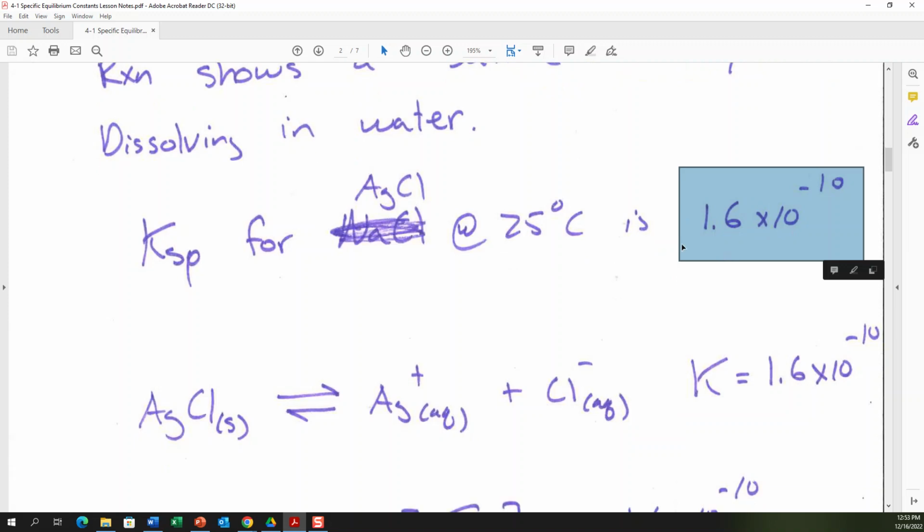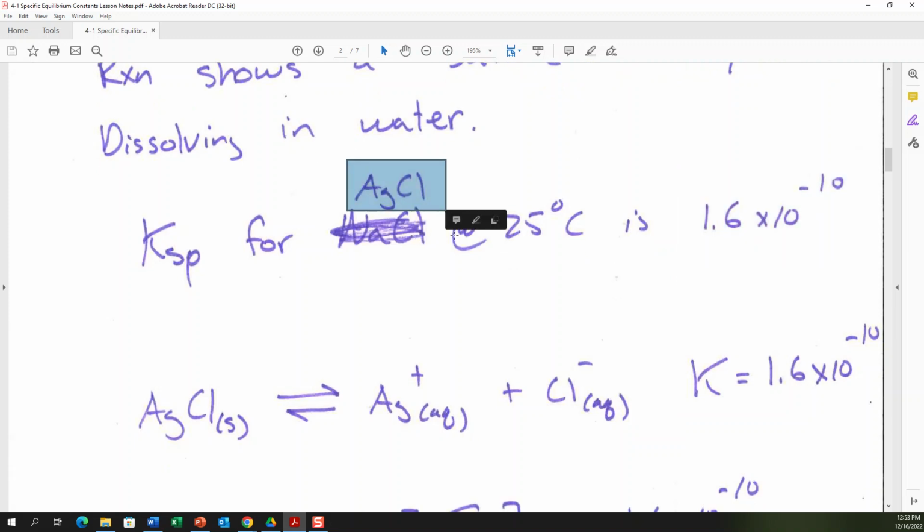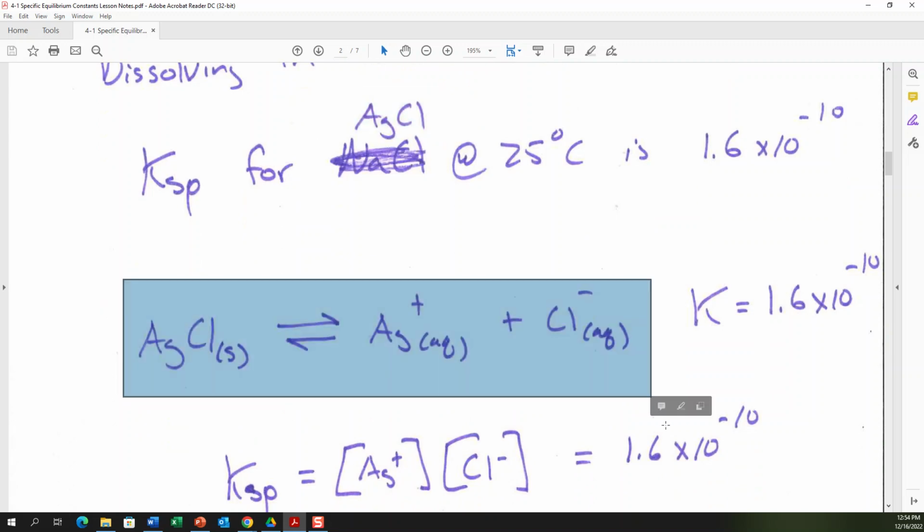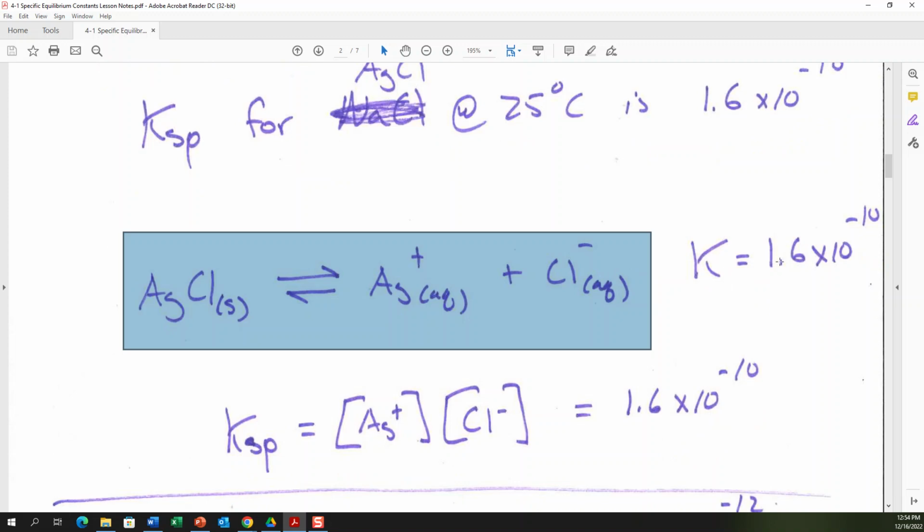Now, if I want to show this salt dissolving in water, that chemical equation would look like this. Solid AgCl breaks up into Ag+ aqueous and Cl- aqueous. The equilibrium constant for this reaction, because it's showing the salt dissolving in water, is actually a Ksp. You could just call it K, but understand that this would be the Ksp for silver chloride.